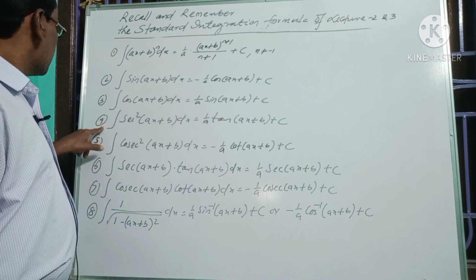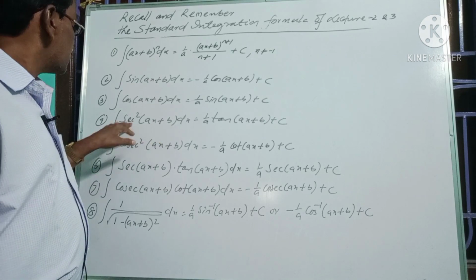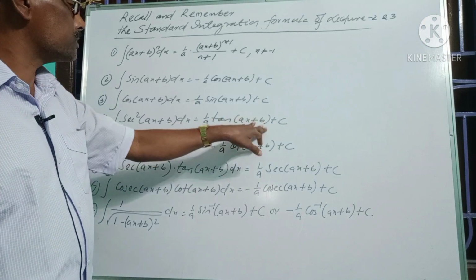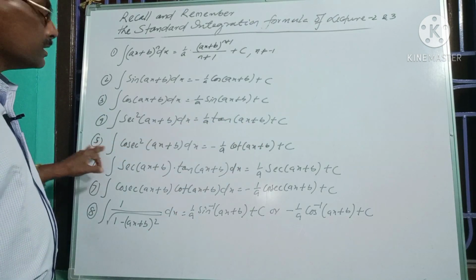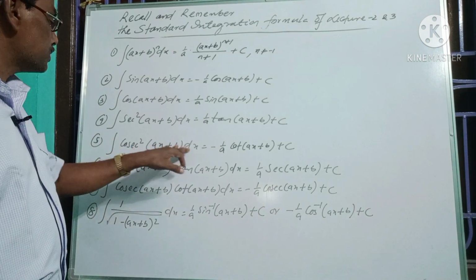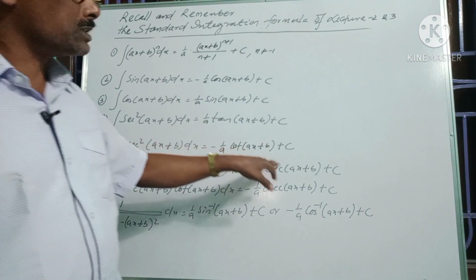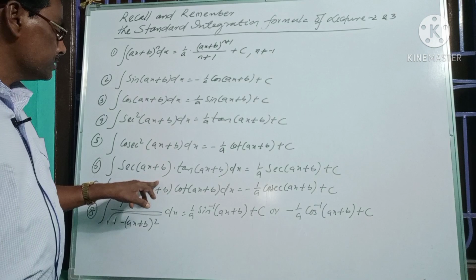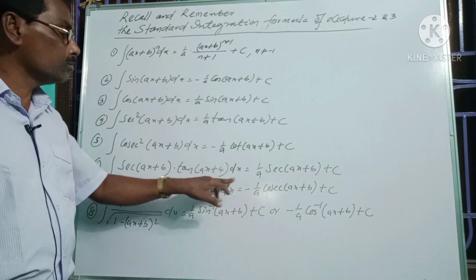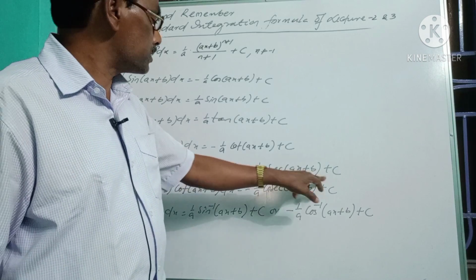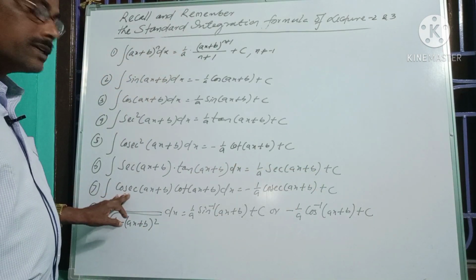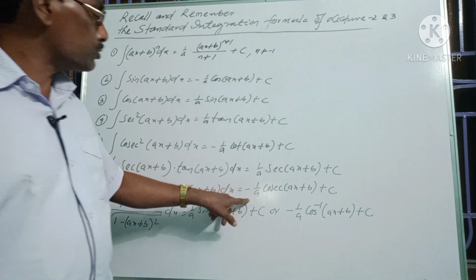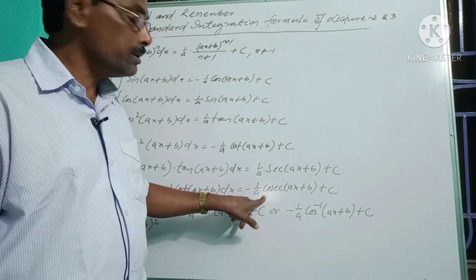Then in the fourth we have derived integration of sec square (ax plus b) with respect to x, which is equal to 1 by a tan of (ax plus b) plus c. Then in the fifth we have derived integration of cosec square (ax plus b) with respect to x, which is minus 1 by a cot of (ax plus b) plus c. Then we have derived integration of sec of (ax plus b) into tan of (ax plus b) with respect to x, which is equal to 1 by a sec of (ax plus b) plus c. Then integration of cosec of (ax plus b) into cot of (ax plus b) with respect to x is equal to minus 1 by a into cosec of (ax plus b) plus c.